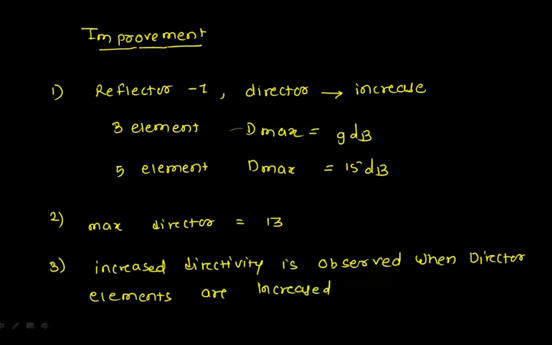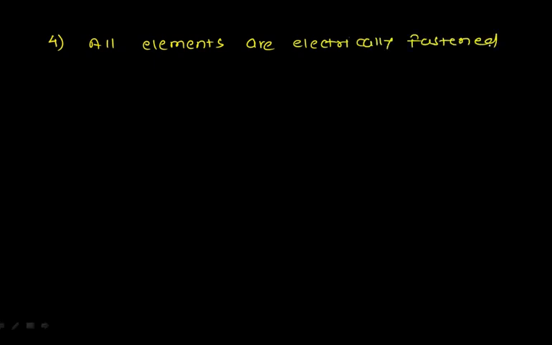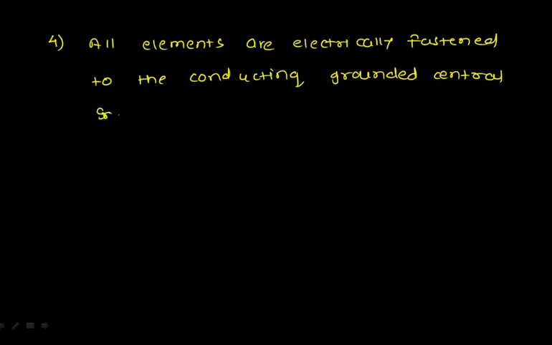Okay, next one: all elements are electrically fastened. Say you have 5 elements there; all the elements you are using must be fastened to the conducting grounded central support rod. So you ensure that all elements are electrically fastened to the conducting grounded central support. You mount all these components on the rod.